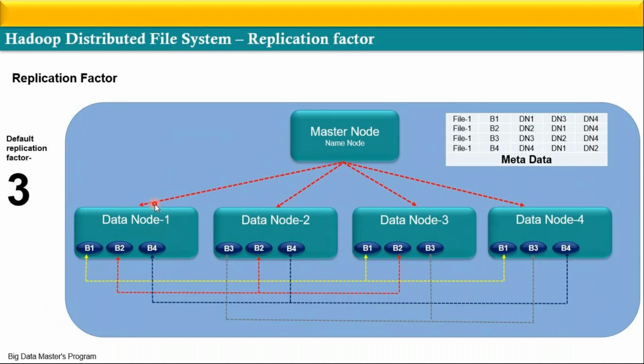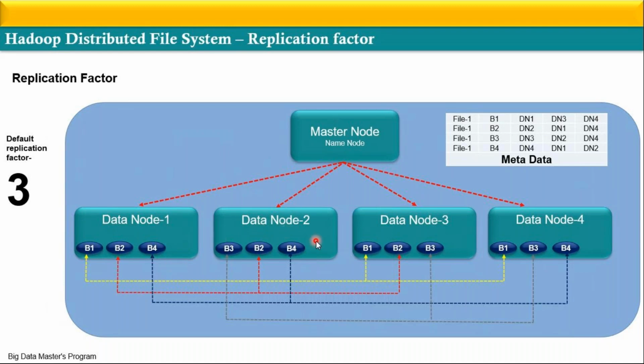Now try to think, if this particular machine is down and it has the information of block 1, block 2, and block 4, from where will I get it? The master has the information, and how will it know? Based upon the metadata which is placed inside the master name node. So the master node, if say data node 1 is down, what will it do?